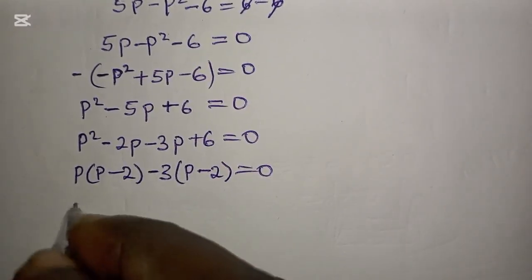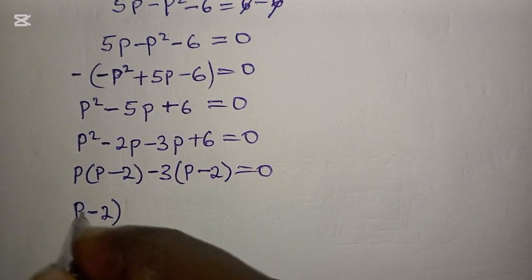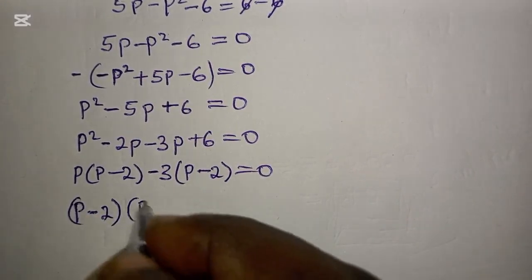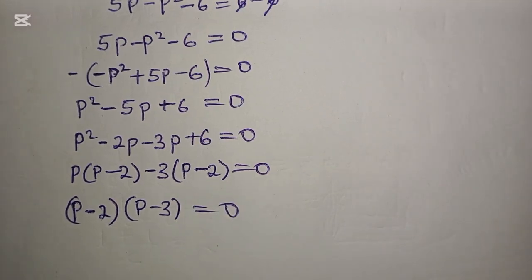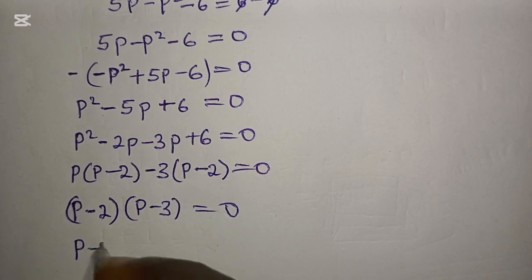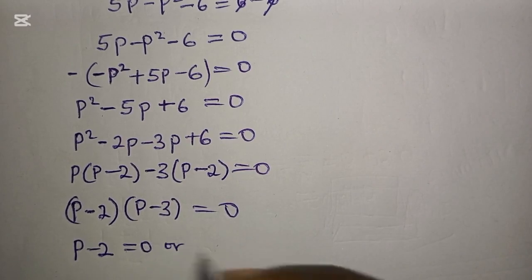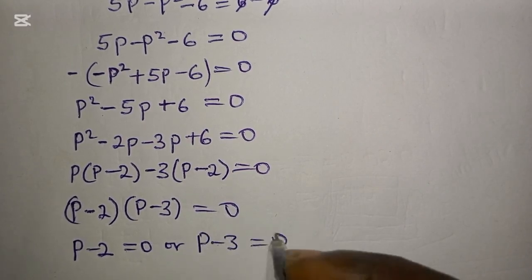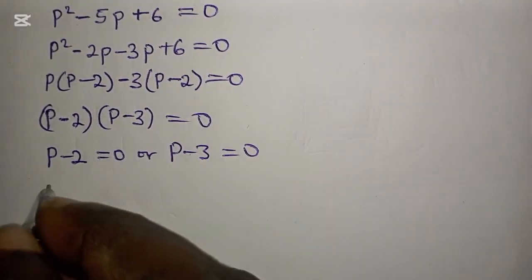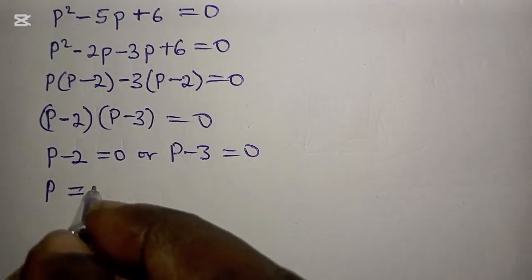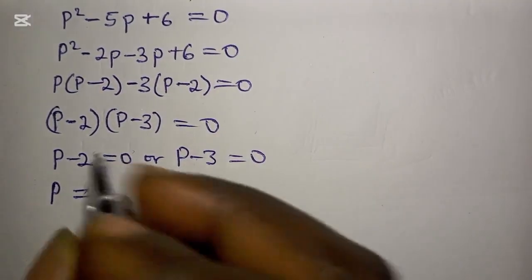So which means p minus 2, then p minus 3 equals 0. So from here, I can easily say p minus 2 is equal to 0, or p minus 3 is equal to 0, which easily gives me the value of p to be equal to what? You move minus 2 to the right hand side.